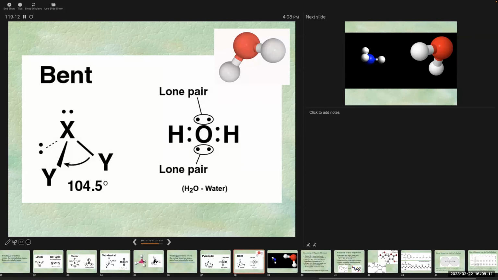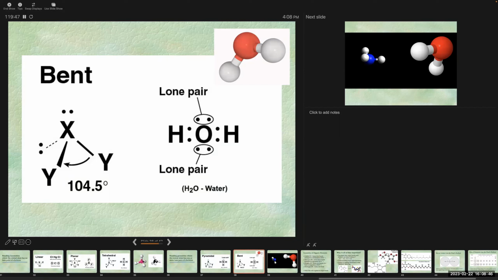The classic example of a molecule with a bent geometry is water. Here's a water molecule on the right. Got an oxygen in the center, bonded to 2 hydrogens. We've got a bonding pair between the oxygen and 1 hydrogen, and another bonding pair between the oxygen and a different hydrogen. But then the oxygen in the center doesn't have just 1 lone pair, it has 2 lone pairs of electrons.